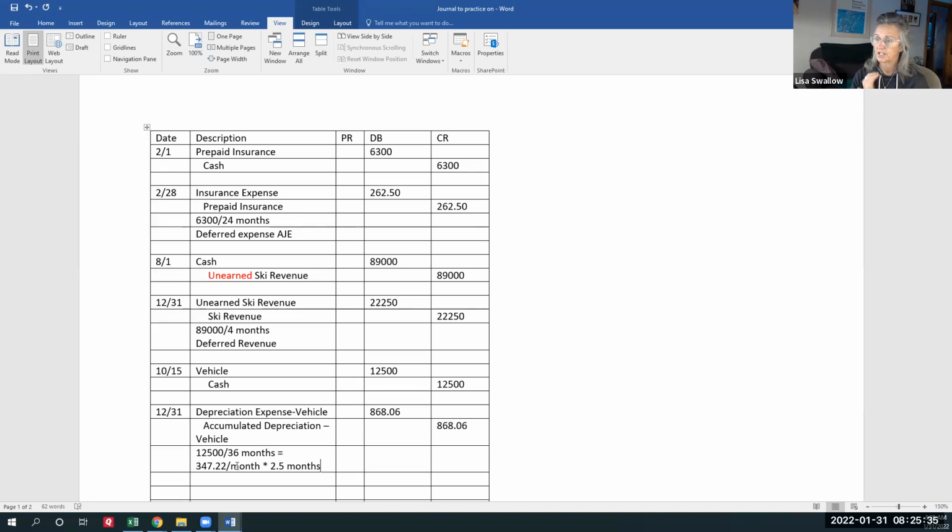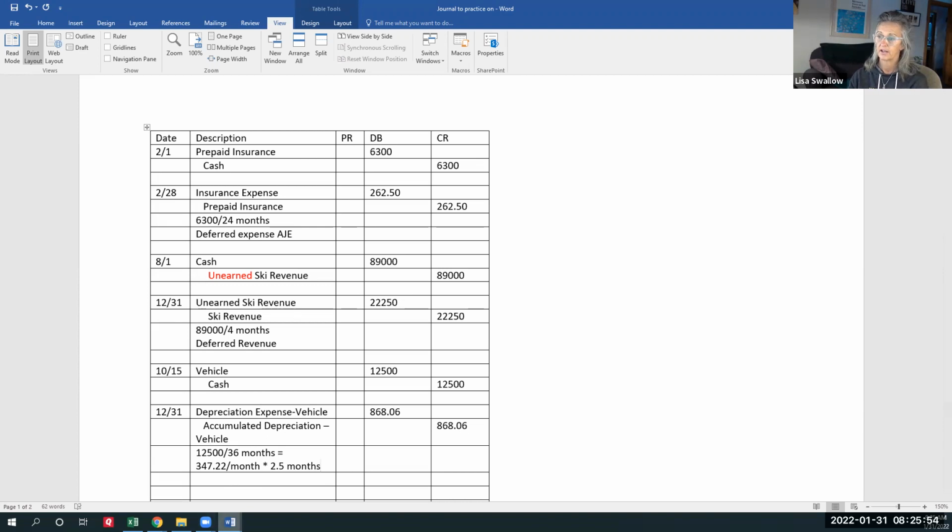So it goes down, or I write it off, $347.22 a month times 2.5 months. I debit a profit and loss account, depreciation expense. It's just like any other expense on my P&L. And I credit accumulated depreciation.